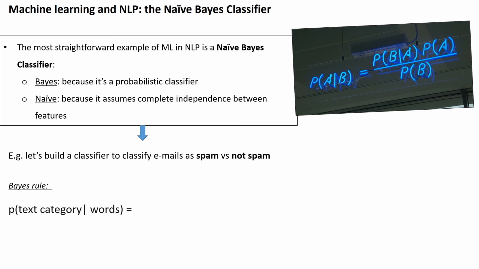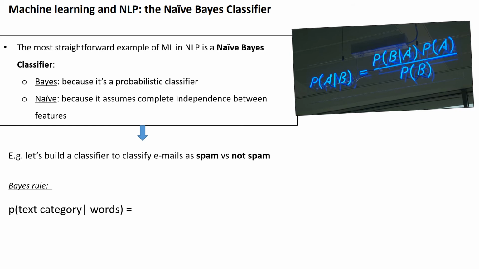Now, Bayes rule basically aims to estimate a conditional probability. Conditional probability means that it wants to estimate a probability given some condition. And in this case, the condition is the occurrence of certain words.